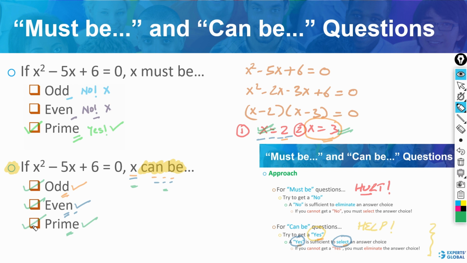I hope you got both these questions correct, and more importantly, I hope that you got this approach. Do understand it. This will come in handy in many questions during your GRE quant preparation.